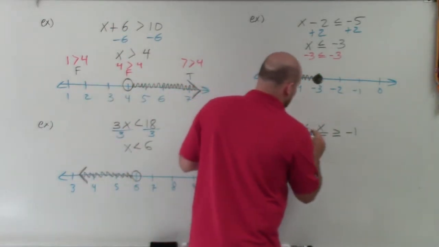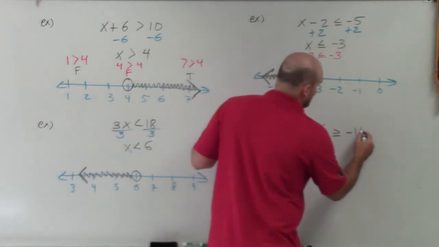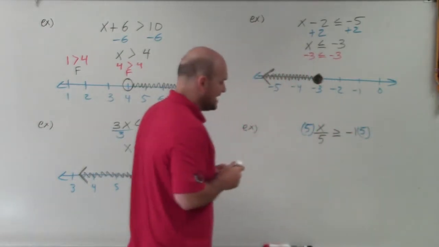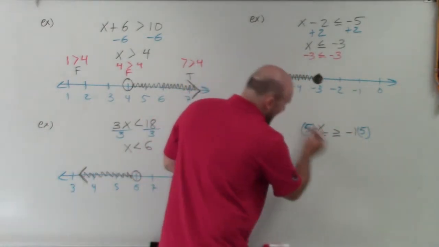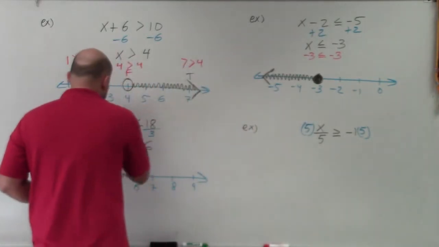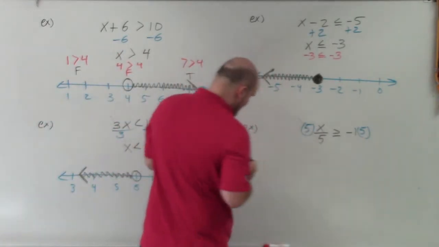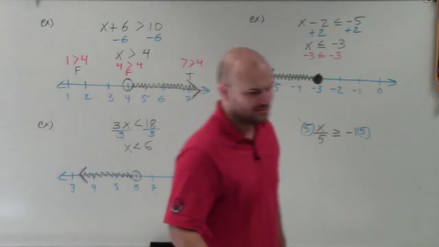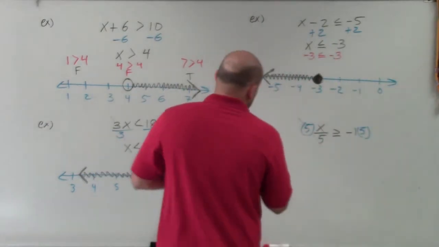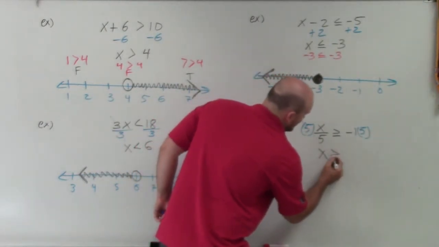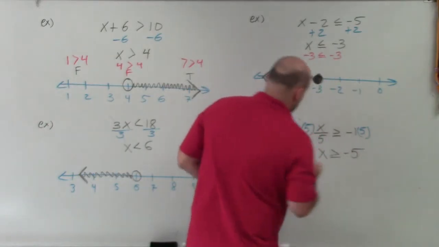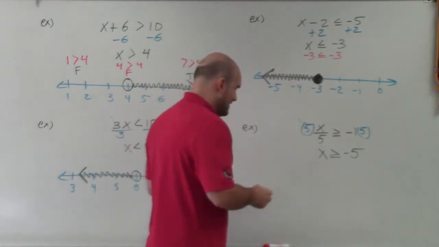So therefore, my inverse operation on this is I'm going to multiply by 5 on both sides. By doing that, that again divides to 1, just like how this divided to 1. That divides to 1 as well. Man, I'm losing all my blacks. So therefore, I'm now left with x is greater than or equal to -5. Now, let's go ahead and graph that.